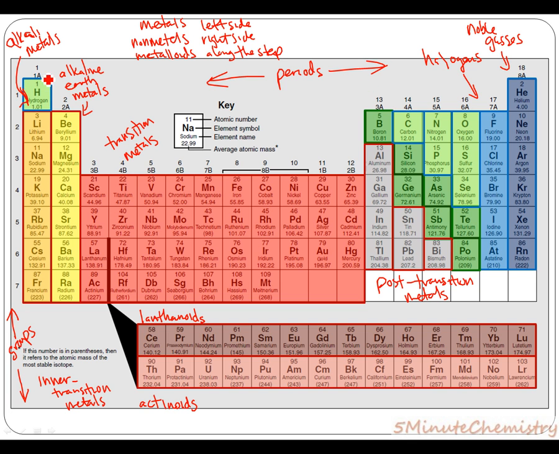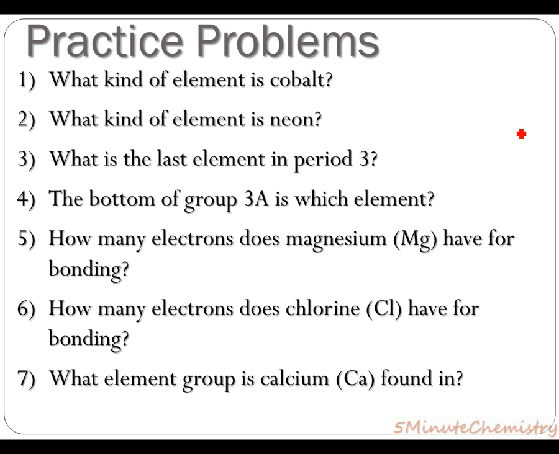So group 1A, for example, my alkali metals. Group 2A, the alkaline earth metals. Group 7A, the halogens. That's how that works. Now, I'll give you a second to pause this video and work out the first set of practice problems here. I will assume you've paused it and we can move on.